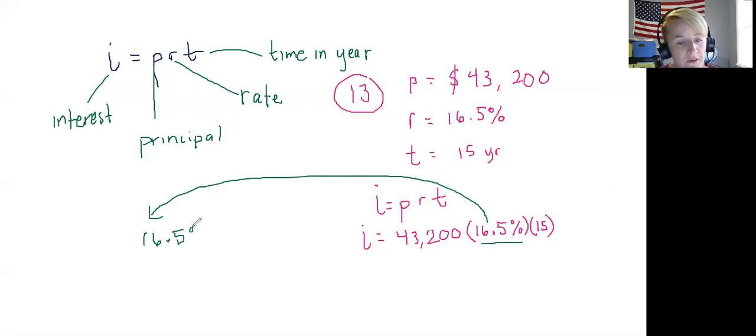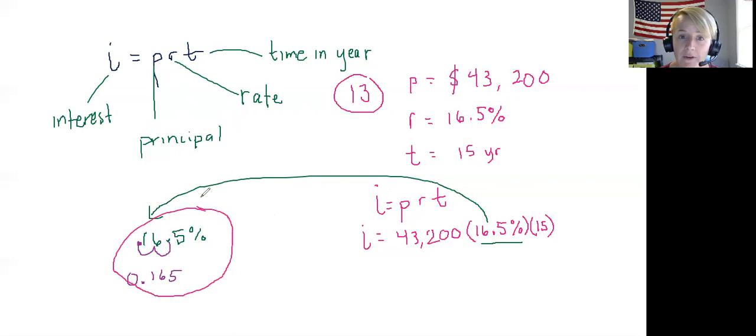16.5%, if I want to change it to a decimal, then I'm going to move this decimal 2 places to the left. 1, 2, and I have to put my decimal here. So I'm going to actually rewrite this as 0.165. Again, this is something that you should have had plenty of practice in pre-algebra. But if this concept is confusing to you, send me an email and let me know.